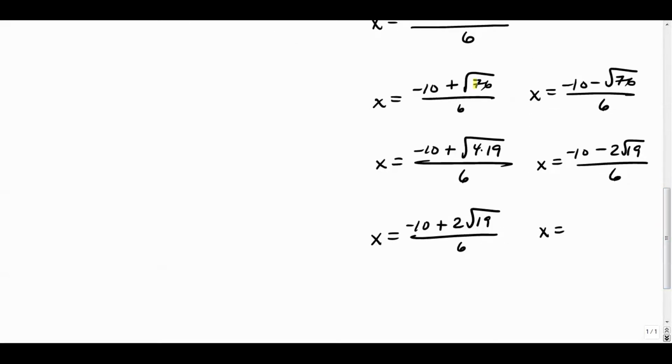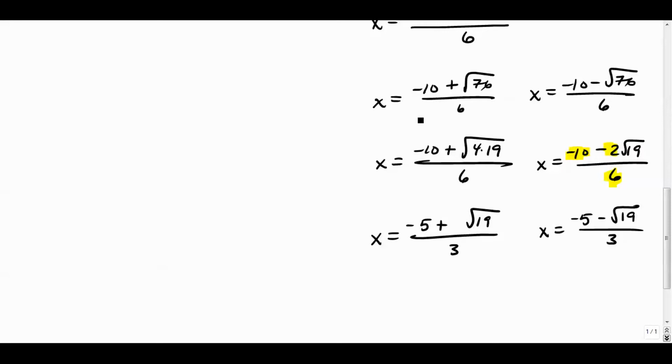All right, we're really testing your algebra on this one. These three things can be cut in half. So negative 5 minus square root of 19 over 3. And I'll change this one to the same thing. Negative 5 plus the square root of 19 over 3.